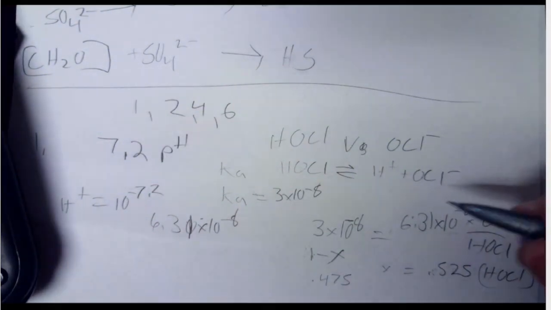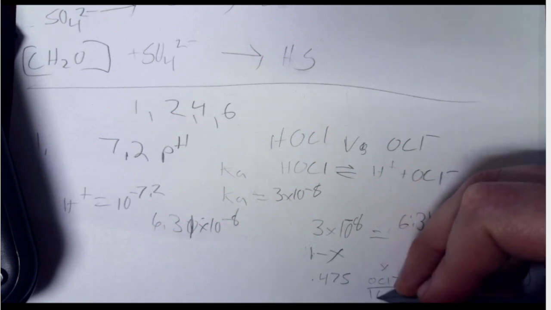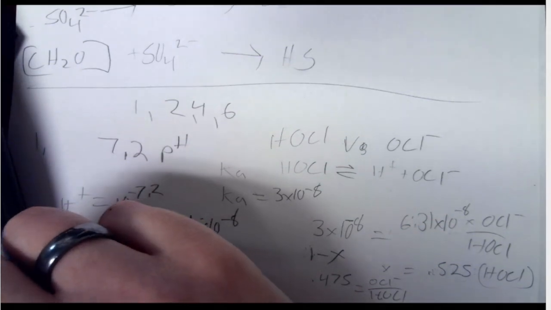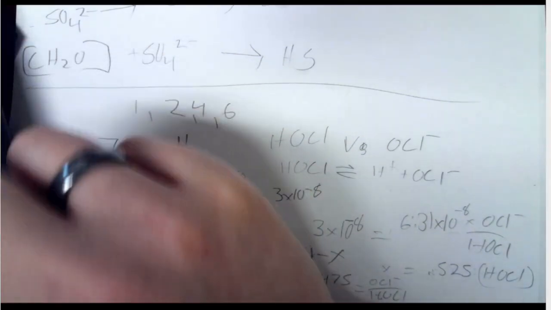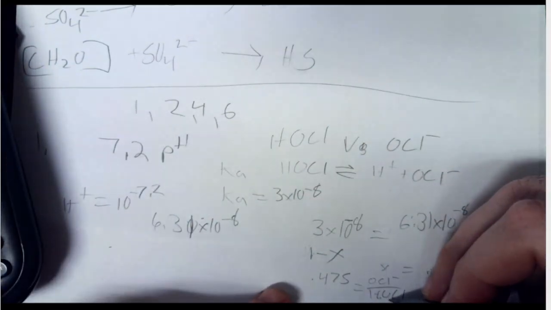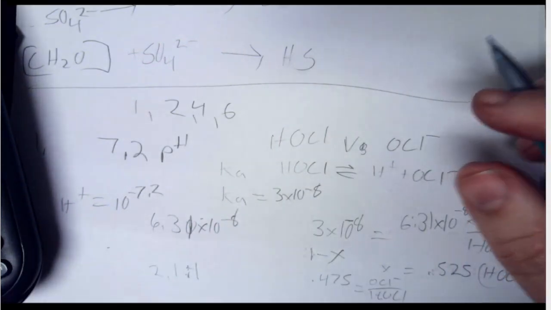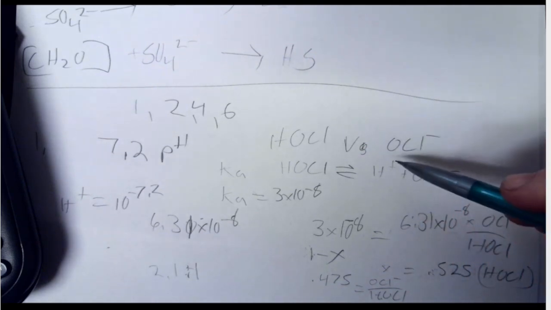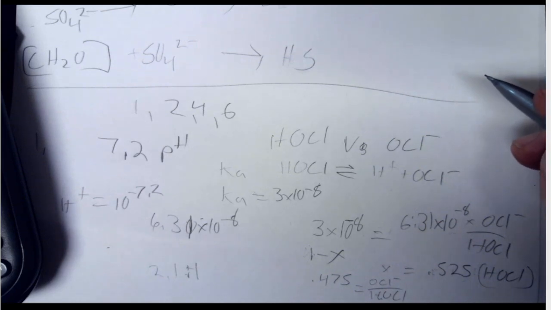Basically the ratio of OCl minus over HOCl is 0.475 to 1. If we invert that, it's basically a 2.1 to 1 ratio of hypochlorite to hypochlorous acid.